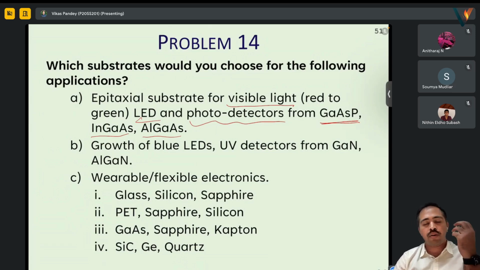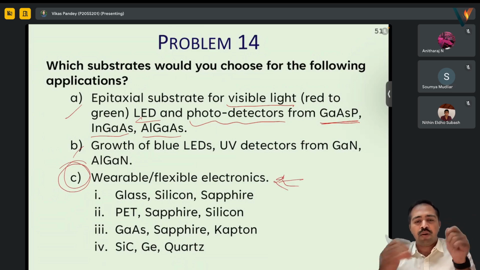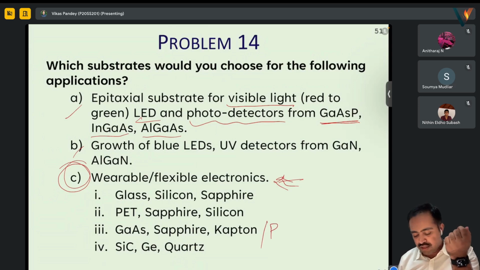See, we talked about it. Forget about all this. If you just see this, it is flexible electronics, and for flexible electronics generally plastic or flexible things are used. Silicon is not flexible, sapphire is not flexible, quartz is not flexible. Only Kapton is flexible, Kapton or PET.